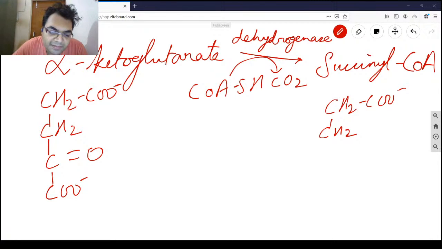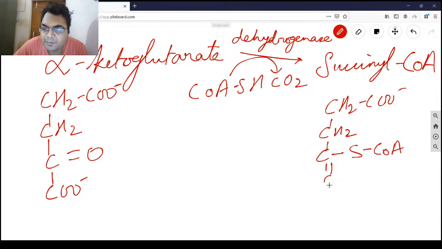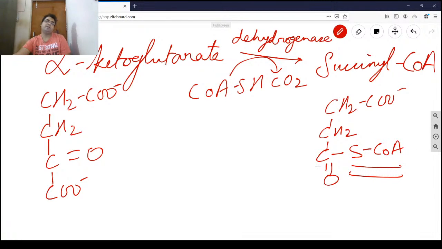Then you will be having C, here SCoA, and then that CO minus group will go out. You will be having direct CO. So one CO2 went out, and this got attached with coenzyme A. This is succinyl coenzyme A.